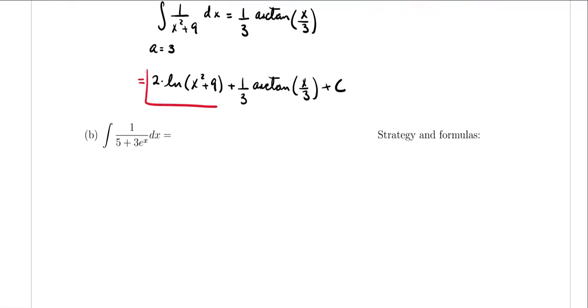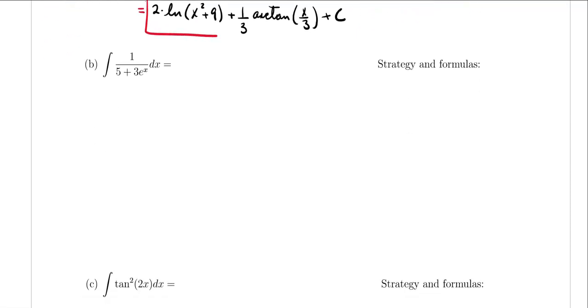Alright, so now let's take a look at the next problem. So for the next problem, we have the integral of 1 over 5 plus 3 times e to the x. Alright, so what can we do here? And again, we're going to begin with our trusty u substitution. So I'm going to let u equal 5 plus 3 e to the x, which will give us a du of 3 e to the x dx.